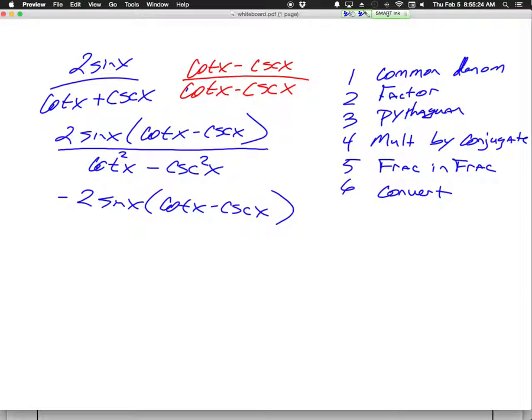So, can I get a common denominator? Is there anything I can factor out? Is there a Pythagorean? Can I multiply by the conjugate? Technically, I can, but if you multiply by the conjugate once, you don't want to do it again, because if you do it again, then you just undid what you did. Is there a fraction in a fraction? No. So that means I want to do what? Convert. So I have negative 2 sine of x times cosine over sine minus 1 over sine.